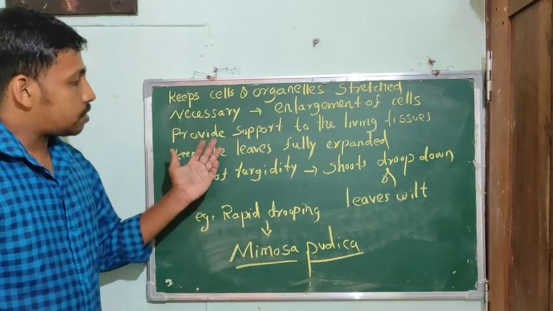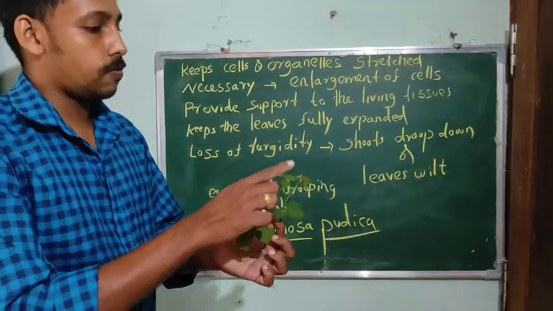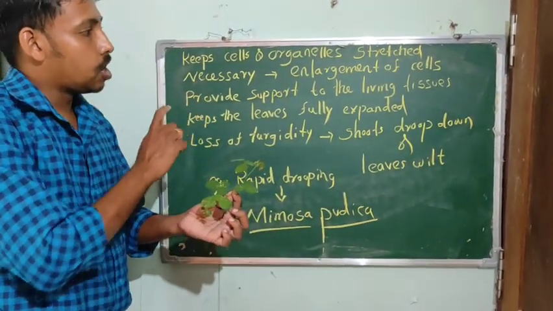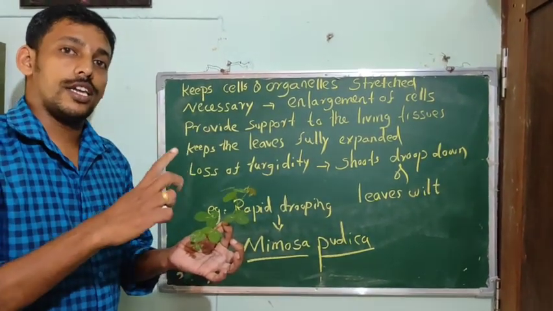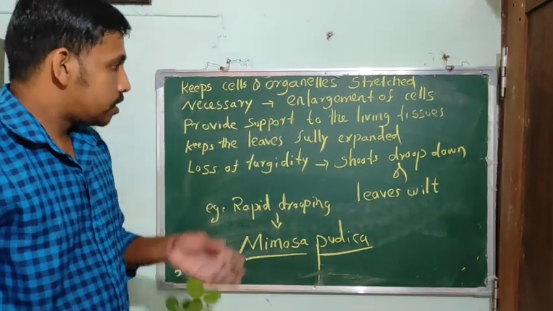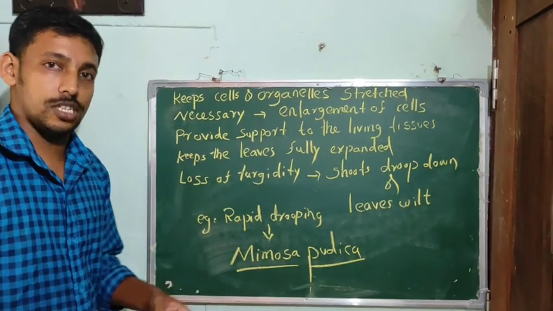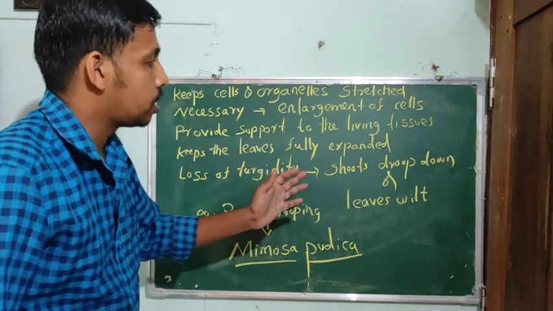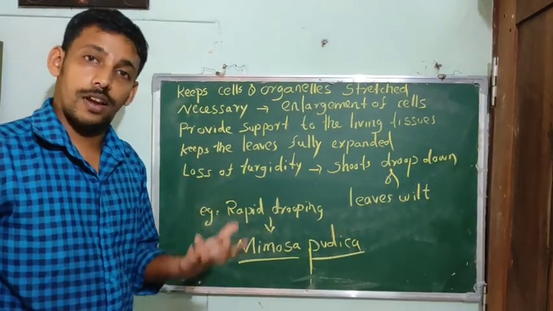It also keeps the leaves fully expanded, and they can be easily expanded towards the sunlight. Then what will happen if there is a loss of turgidity? The shoots will droop down and the leaves will wilt.